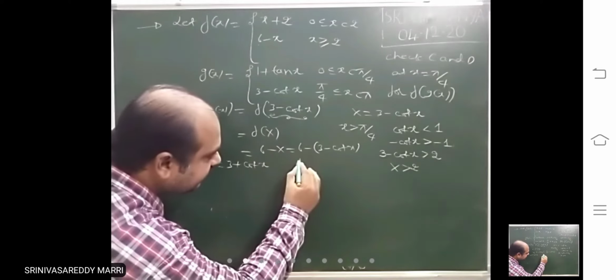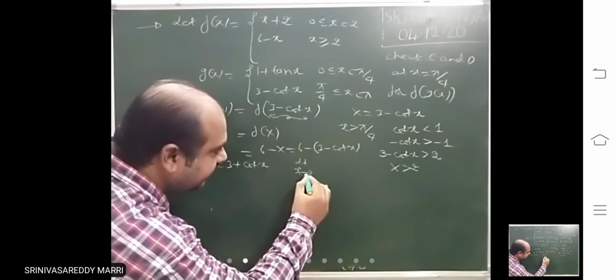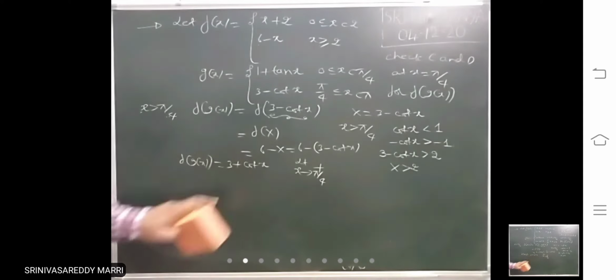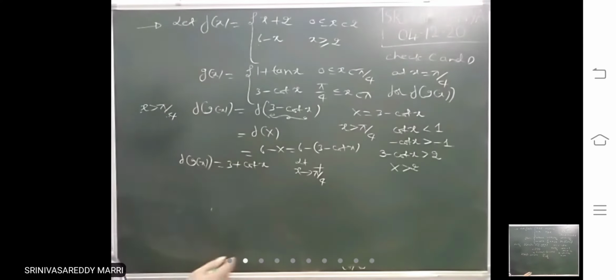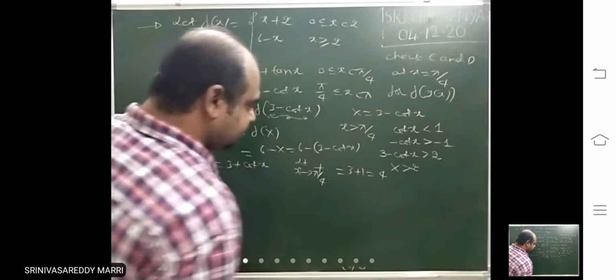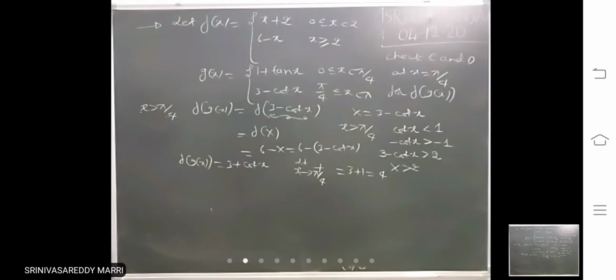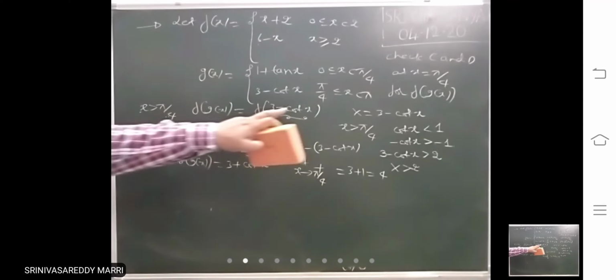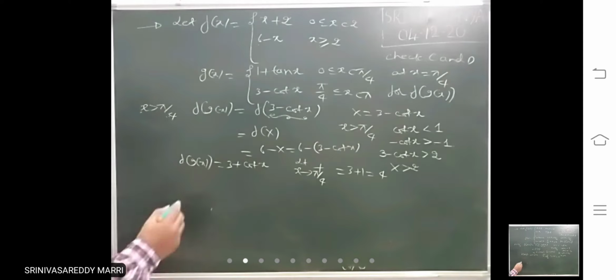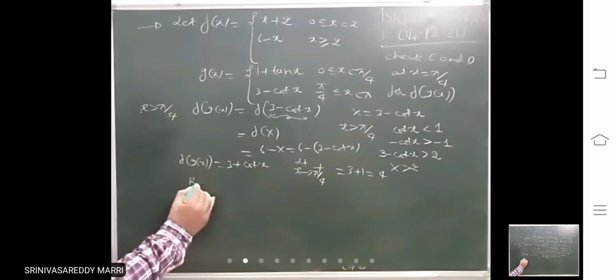Now I am calculating the limit as x extends to pi by 4 plus. The right limit you can calculate using this definition. For this function, the right limit is 3 plus 1, that is 4. So the right limit is 4 at x equal to pi by 4. Now you can find the right hand derivative.